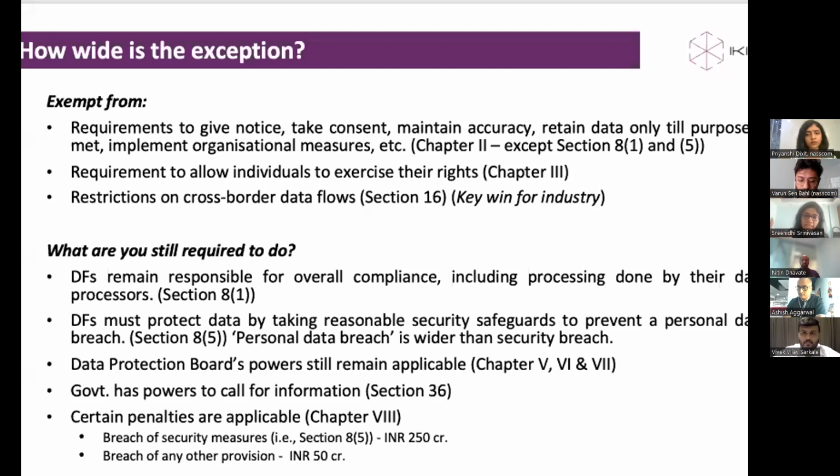And all of the data protection board's powers continue to apply. You're not entirely exempt from the application of these powers. There aren't too many substantive obligations, but the data protection authority doesn't go out of the picture entirely. So that's really what the scope of the exception is. And I'm mindful of the time, we can perhaps go into some of what this might mean in the Q&A as well.